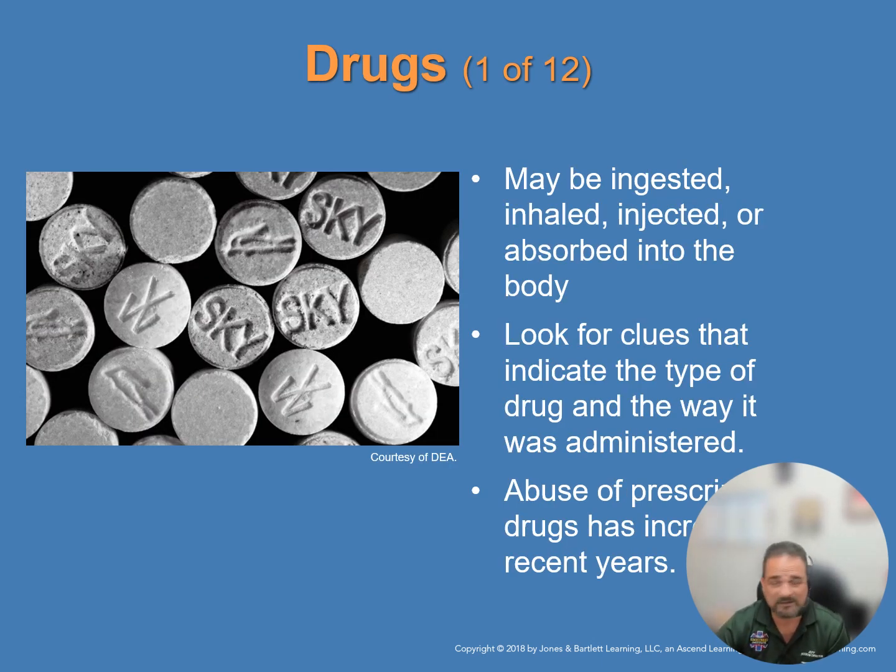Drugs may be ingested, injected, inhaled, or absorbed into the body. Can any of those happen? Look for clues that indicate what type of drug and the way it was administered, whether through inhalation or through injection. Also, abuse of prescription drugs has become very, very prominent over the years, or a transition from prescription drugs to something a little bit harder that's illicit, such as heroin or fentanyl.